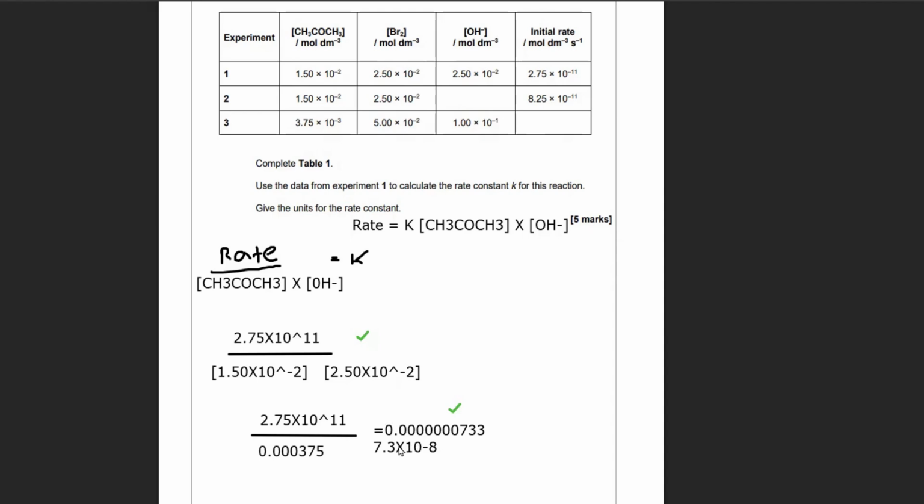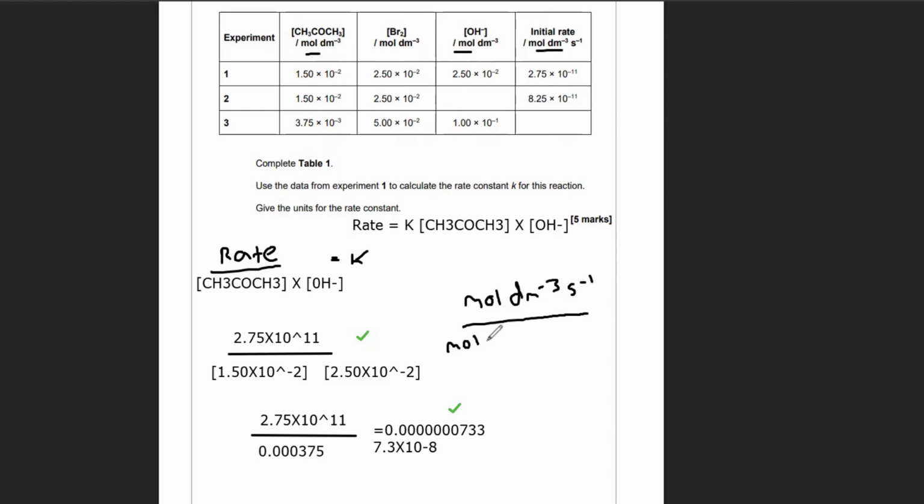So our rate constant is 7.3 times 10 to the minus 8. Now, how do we work the units out for this? This is a little bit that comes up in every single exam. You can be guaranteed you're going to be asked to do the units in your exam. And this is what you do. Rate is in, you can see the units right up here, mole dm minus 3 s minus 1. And that's over the top of mole dm minus 3 and mole dm minus 3, over the top of these two. So this is how we're going to work the units out.